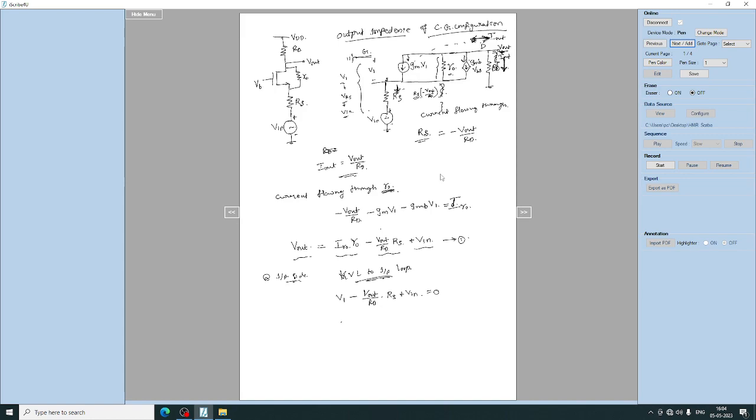So we can write this as V1 is equal to V out by RD into RS minus V in. This we can take as equation 2, and this is the current equation we are going to use for IR naught. So substituting all these in equation 1, that is this V out equation what we have.